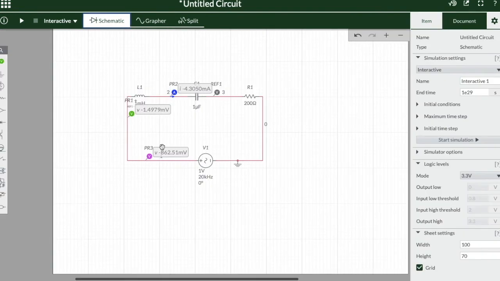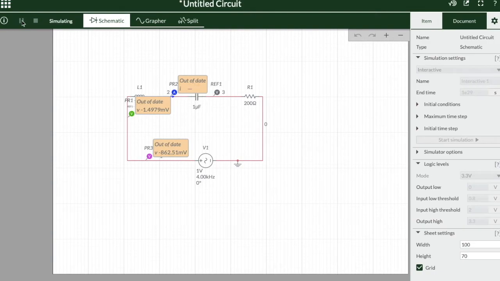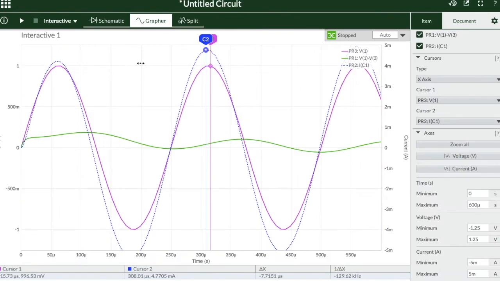Let us now select some frequency below the resonant value, and so let's come down to a frequency of 4 kilohertz. Let's run the simulation and then go to grapher mode. Delta x, that is the time difference between these two peak positions, is minus 7.7151 microseconds, which shows that now current is leading the Vs.